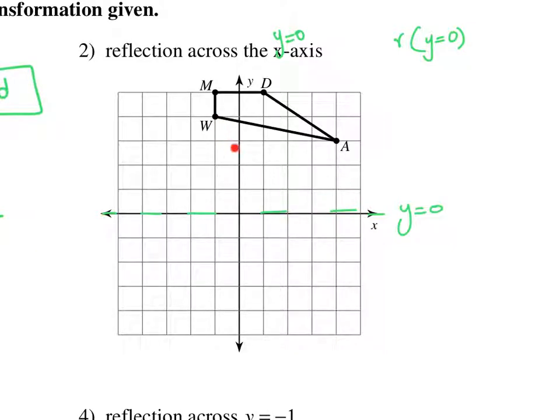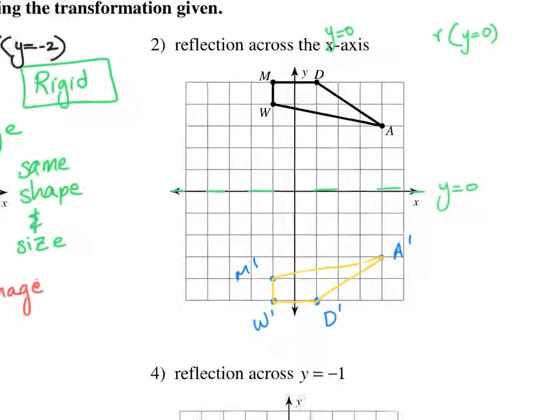Now W is 1, 2, 3, 4, so I continue 1, 2, 3, 4. So as you can see, reflection is the mirror image of any graph. And M is going to be here, D is going to be here, and A is going to be here. So remember, that's going to be A prime, D prime, W prime, and M prime. So an image is represented by the prime. Okay, so that's the graph.